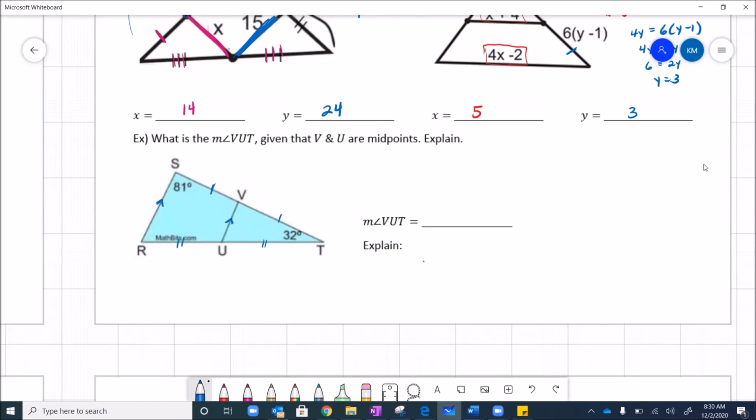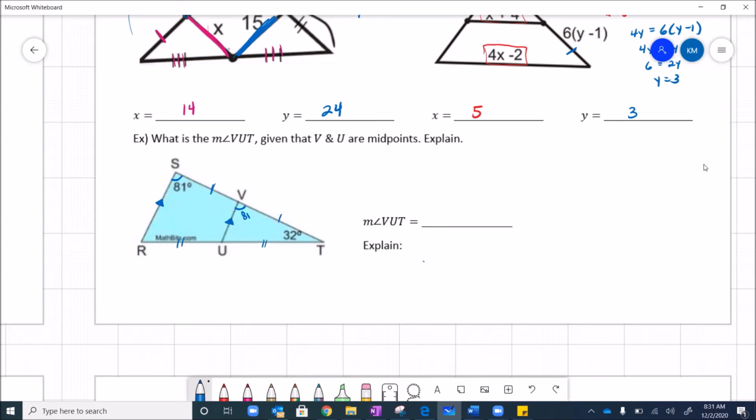So here we have parallel lines. Remember that whenever you think of parallel lines, hopefully in your mind you're like, oh, alternate interior angles, corresponding angles, same side interior angles, right? And corresponding angles present itself in this problem here. These two are corresponding angles. Okay, so because they are, angle RSV and angle UVT should be 81 degrees.